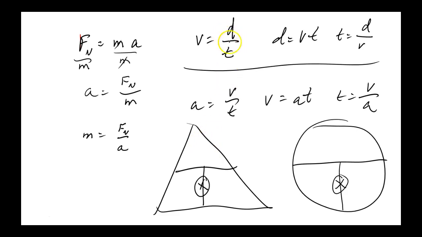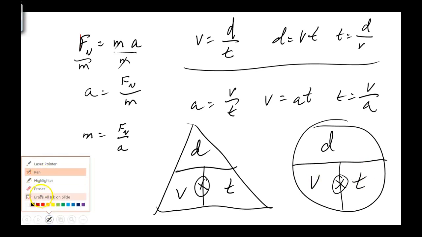Okay. Think, if you see it as a dividing line, whatever's on top has to be on top. So what has to be on top here? D. Okay? And then what goes on the bottom? V and T. Perfect. Okay?